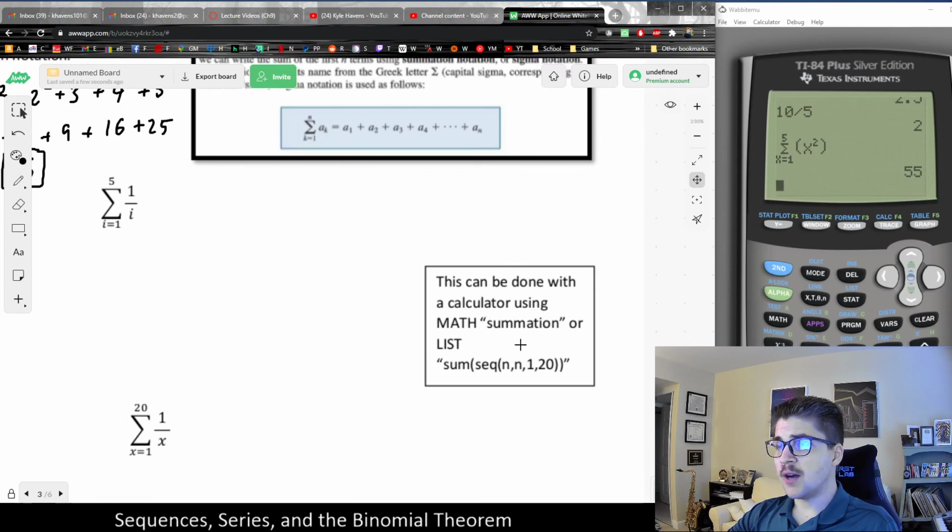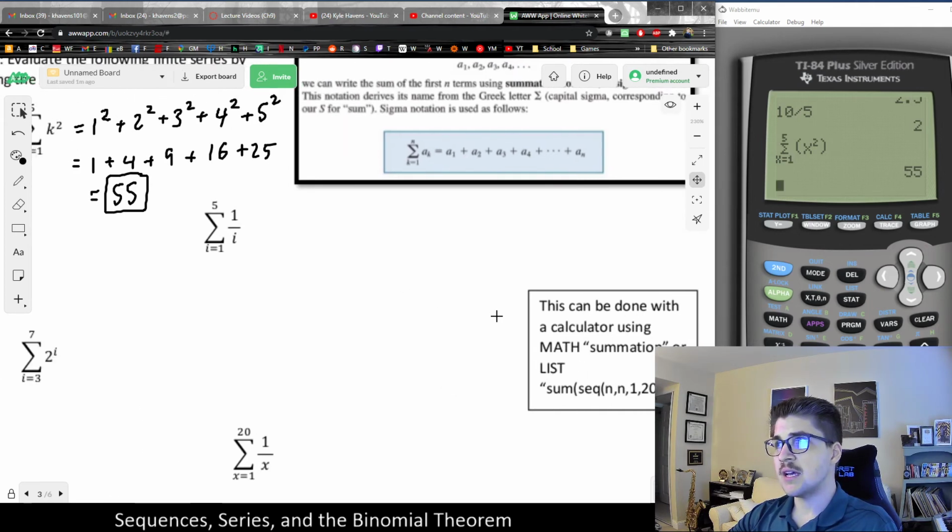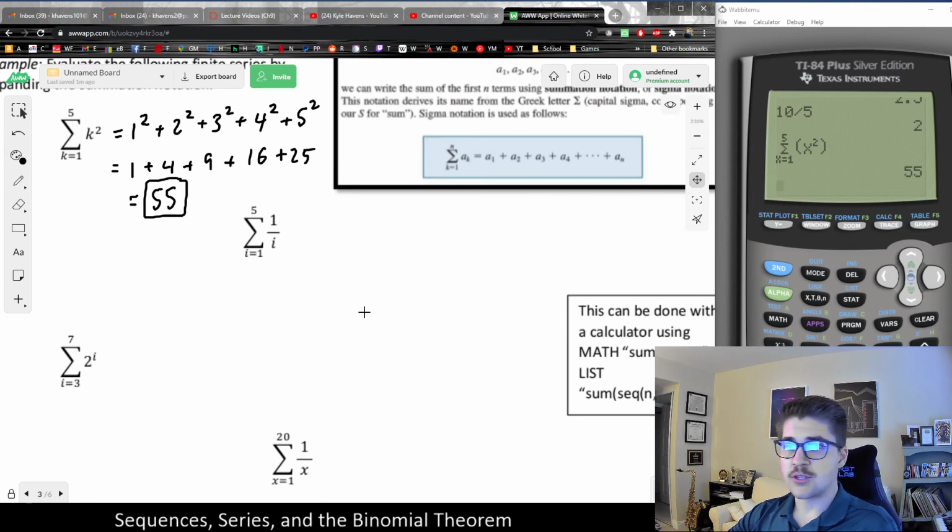If your calculator does not have that option, if you're using an older TI or something else, you can actually do it a different way. If your calculator doesn't have it and you want me to teach you how, we can do that in office hours or something. Some calculators have a sequence option, and you can tell it to take the sum of a sequence instead in order to do that.